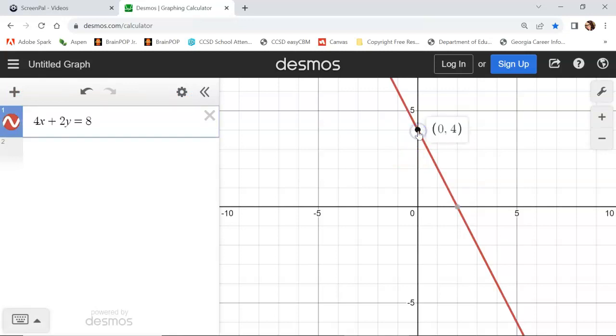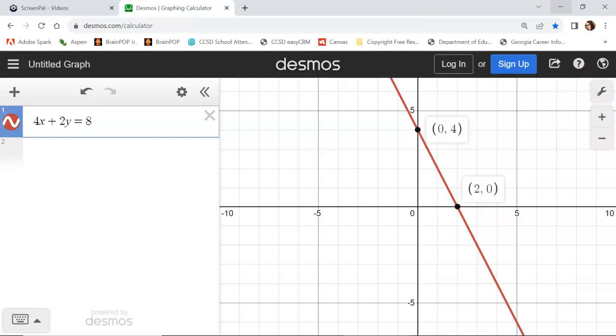Now, if we go here, we can actually look at points on the graph. We see that (0, 4) is on the graph. We see that this point's on the graph, (2, 0). This point's on the graph too, that's (3, -2). So we've got enough to graph this just by typing that in.